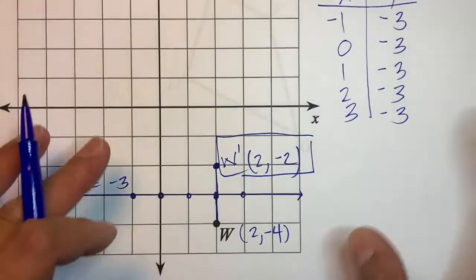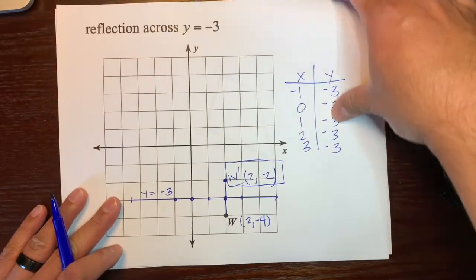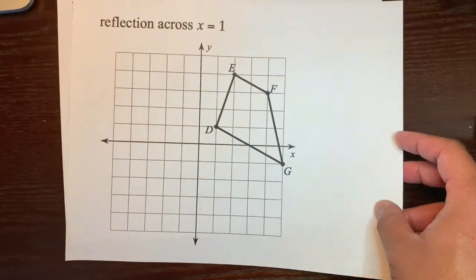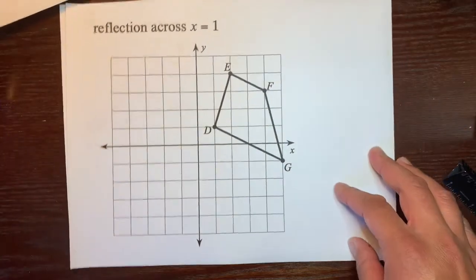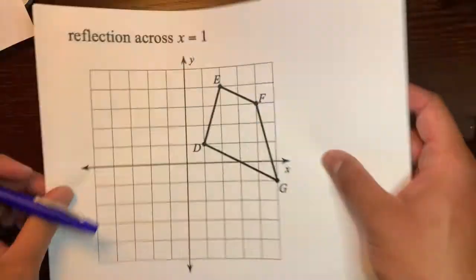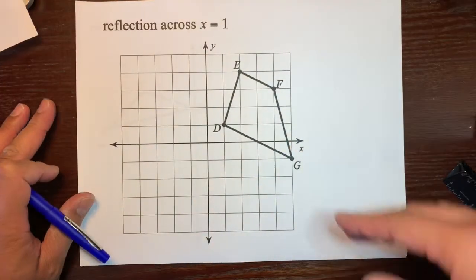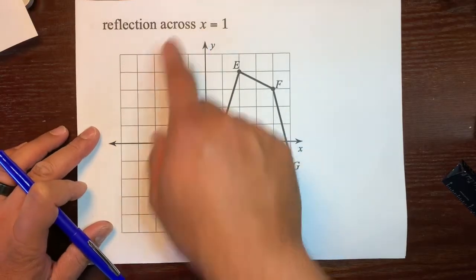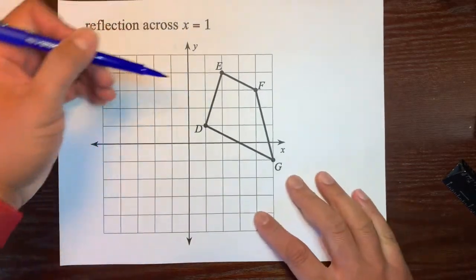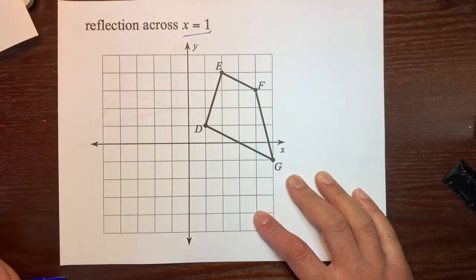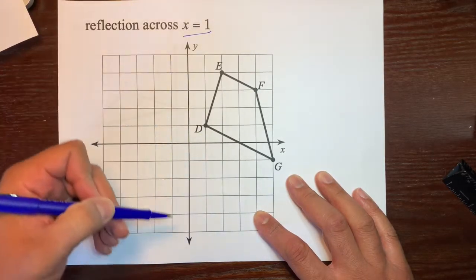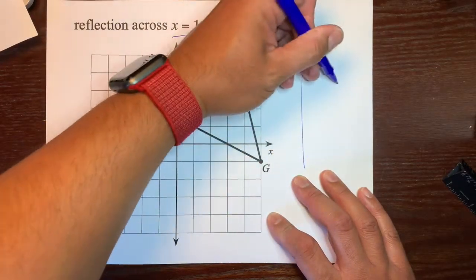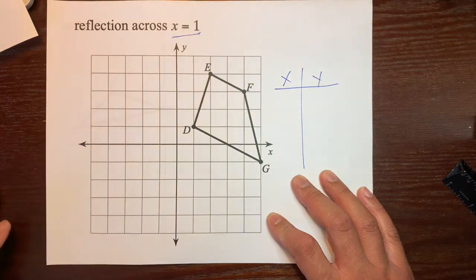All right, so example number 3 on reflections. Oh, whoa, all right, so reflect across x equals 1. So this time, we're not just reflecting 1 point, we're reflecting 4 points, D, E, F, and G across x equals 1. If you forgot how to graph x equals 1, it doesn't say reflect over the x-axis or the y-axis. It's this line, x equals 1. So let's make a t-table. Let's do x and let's do y.